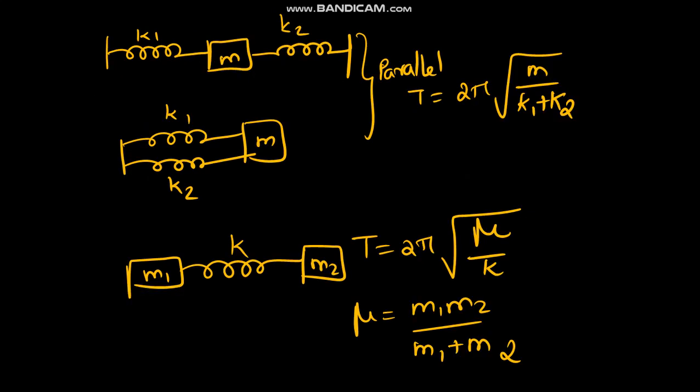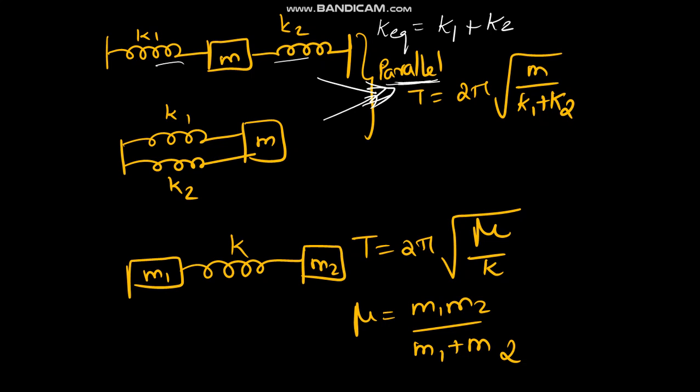And what are all the parallel combinations? If a mass is connected to springs on either side, it is a parallel arrangement. So in parallel, the equivalent spring constant is k1 plus k2, and this is also a parallel arrangement. So these two are the parallel arrangements.